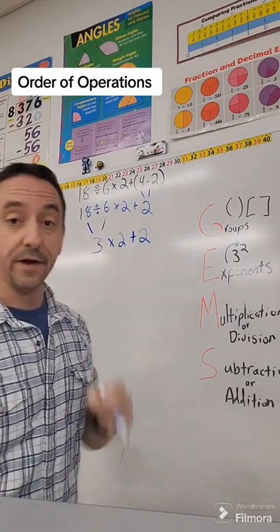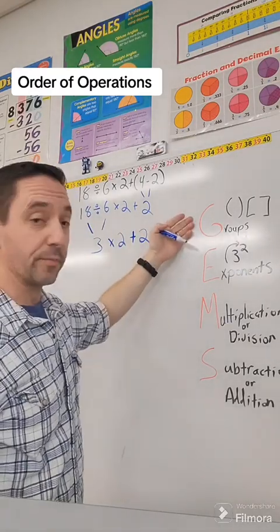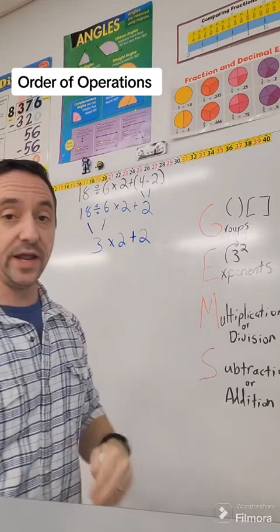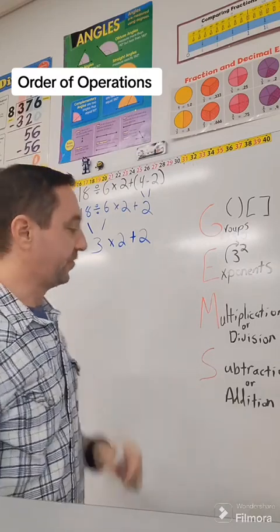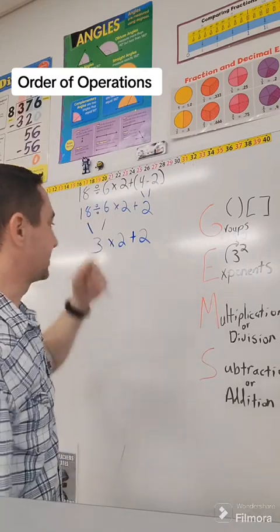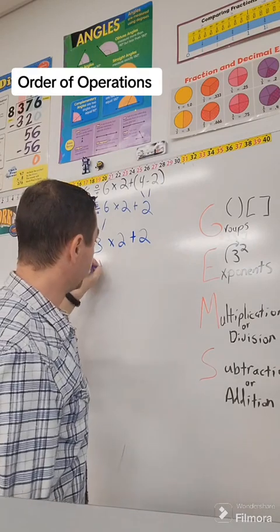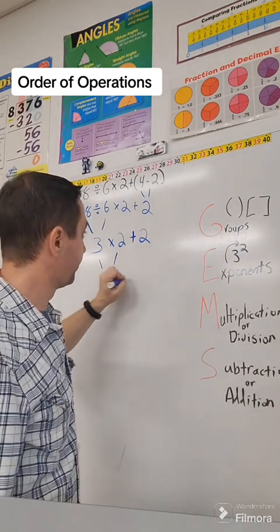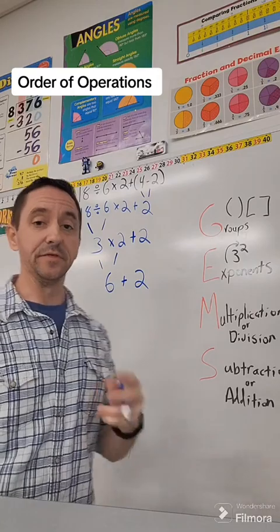Cool. Now, I go back to order of operations. G, are there any groups? No. E, are there any exponents? No. M, is there multiplication or division? Yes, there's 3 times 2. So I'm going to do 3 times 2 next and get myself a 6. Bring down the remainder of my expression, and I'm left with 6 plus 2.